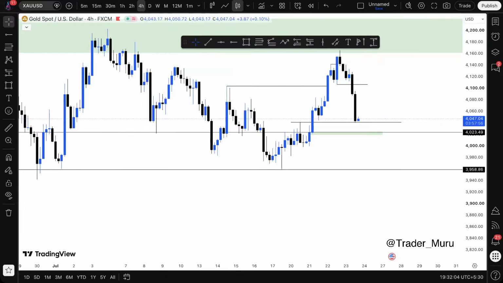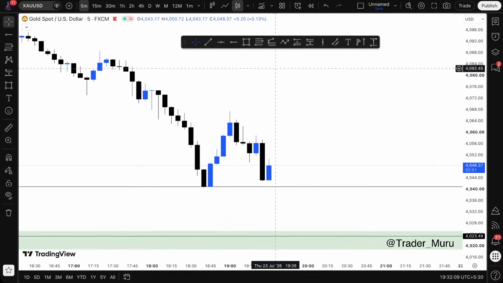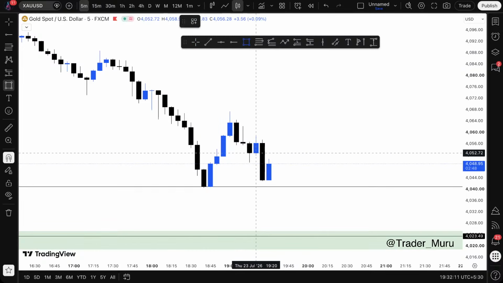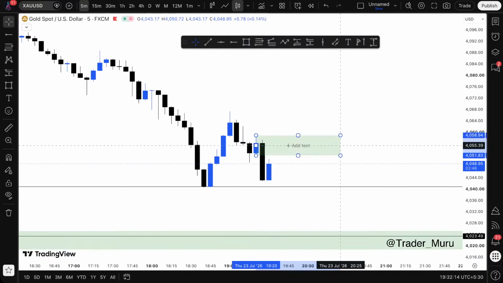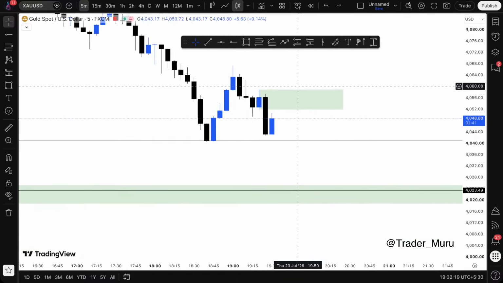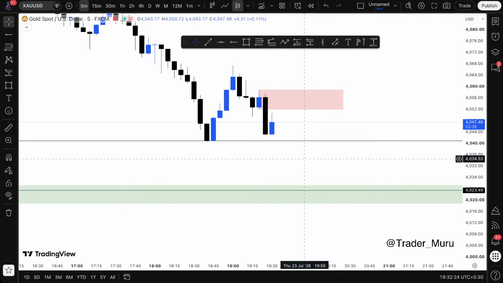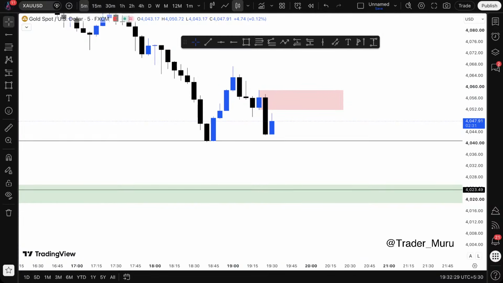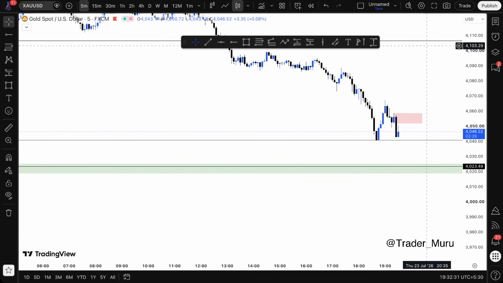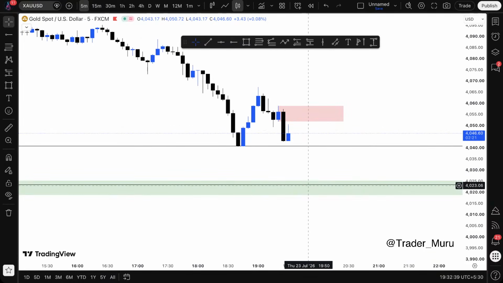Okay, did we get our 5-minute re-entry? No, price has not tested it. Okay, this is the area from where you can enter in short again. Target will be 23, and from 23 there will be a retracement starting back to the 4-hour area, 4100. So don't try to buy here, wait for these areas.